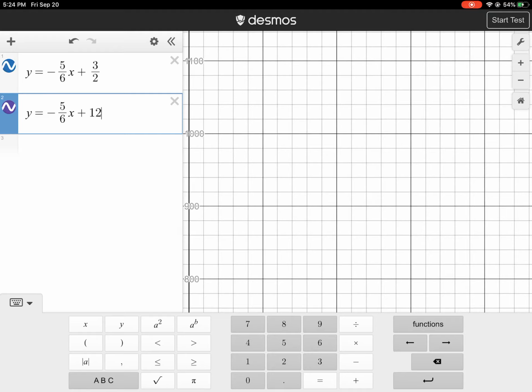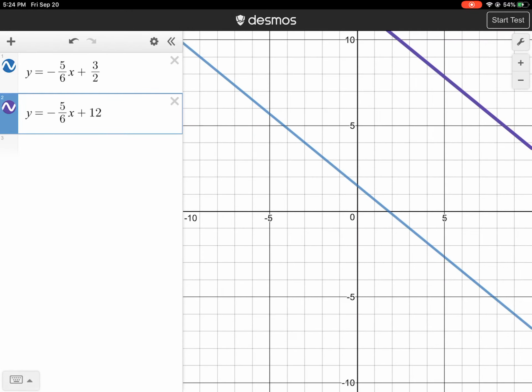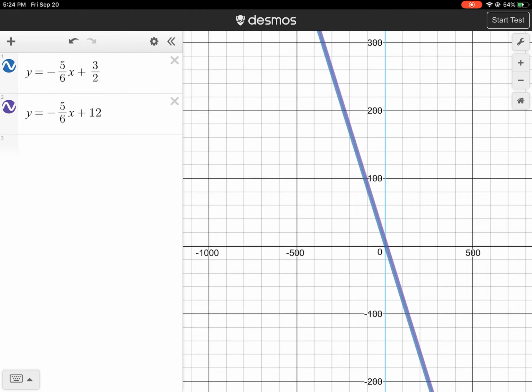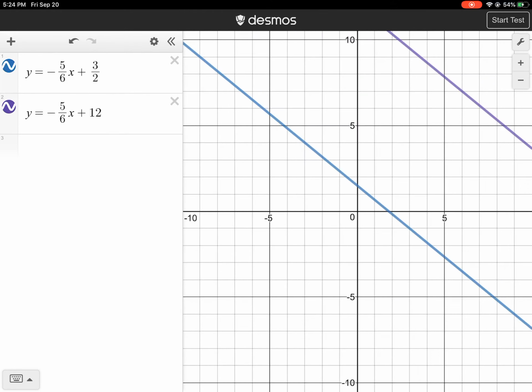Okay, so now I have my two lines, and they're in different colors. Now, if you're ever really zoomed out somewhere far away in Desmos, you can hit the home button over here on your far right, and you just click it, and it goes back to your main view. And see, these two lines are parallel. So in number 2, we have parallel lines.